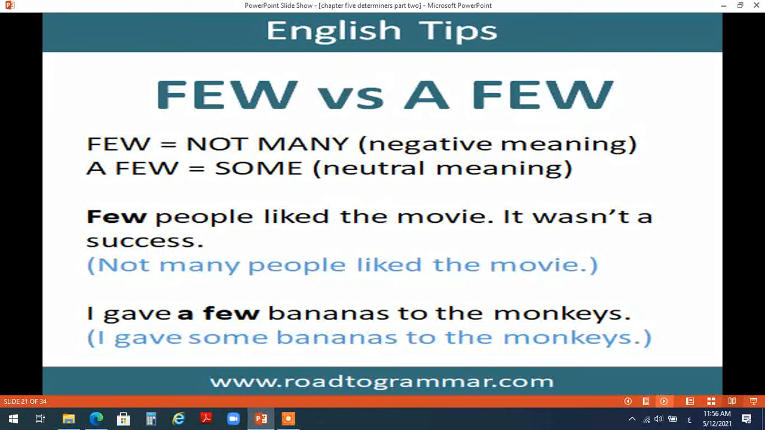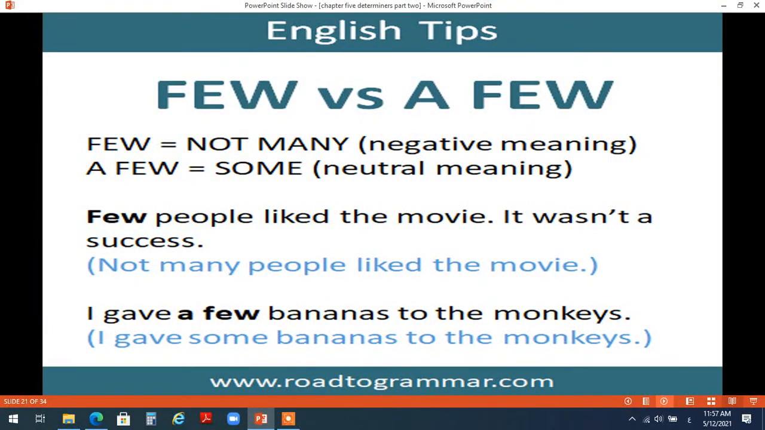Notice the difference between using few and a few. Few means not many and it has a negative meaning. But a few means some and it has a neutral meaning.